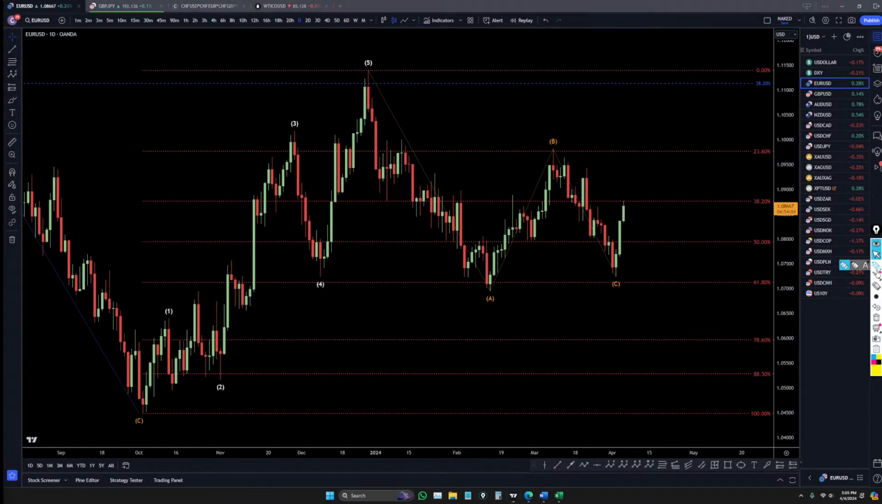But anyways, I still think that these five waves up on the euro dollar is very likely to be a wave one. I still think this push down right here is very likely to be an A. I still think this right here looks like three waves up for a wave B, and I still think this push down right here is likely to be a wave C.